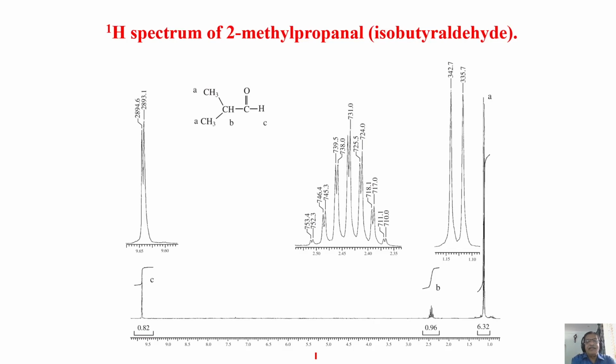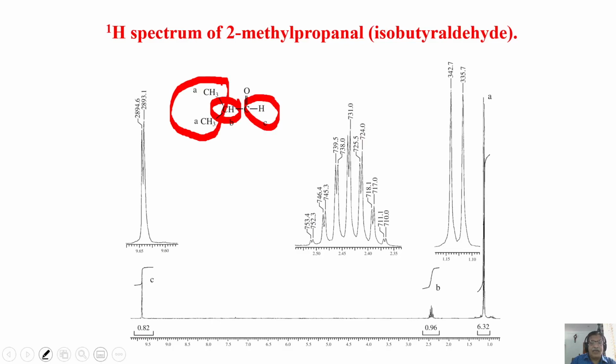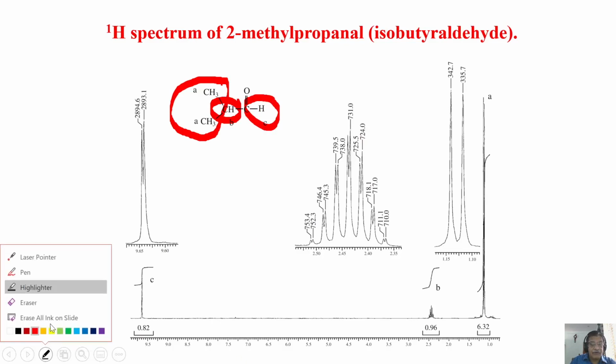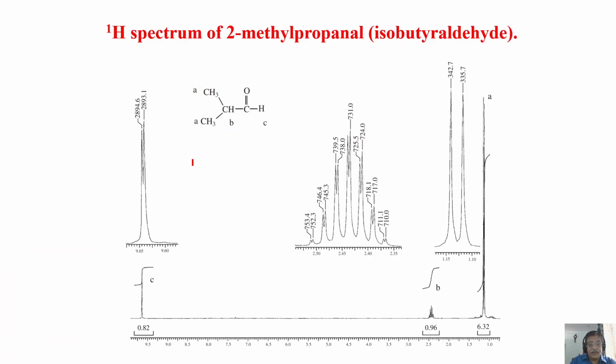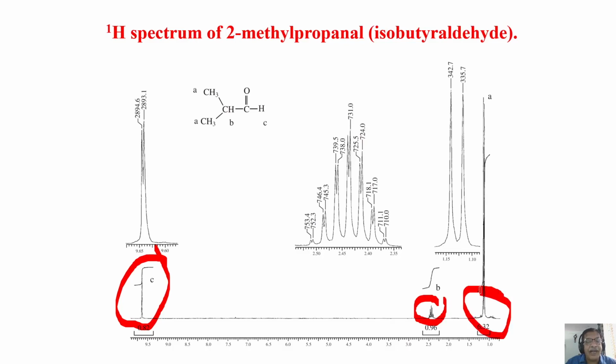See this spectrum. It's a very simple spectrum. It is the spectrum of 2-methyl propanal, a very simple molecule. Look at the structure of this molecule. There is a CH3 group, a CH group and another CH. Only three types of protons are there here. So you get one group, another group. Very clear, right?